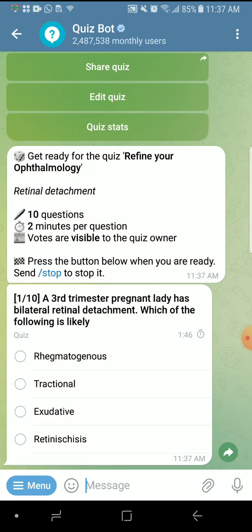Now the first question is regarding which is the type of retinal detachment in a third trimester pregnant lady with bilateral retinal detachment. So in rhegmatogenous, there should be a rhegma, means a hole or a tear in the retina. Traction means there are some new vessels on the retina. Exudative means the fluid is coming from the choroid. So in pregnancy, there is increased fluid flow in the blood vessels, increased fluid coming from the choroid from behind the retina into the subretinal space. That is the space between the neurosensory retina and the RPE, causing exudative retinal detachment. That's the answer of the first question.